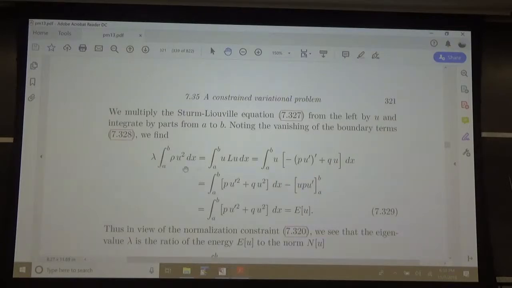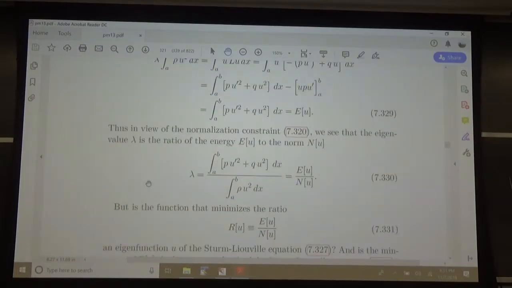So lambda rho U is then U L U integrated, and now if we just integrate by parts again and assume that the boundary conditions vanish, then what we get is that lambda times the integral of rho U squared is E of U. And so that's just the equation that tells us that the eigenvalue lambda is the ratio of the energy to the norm.